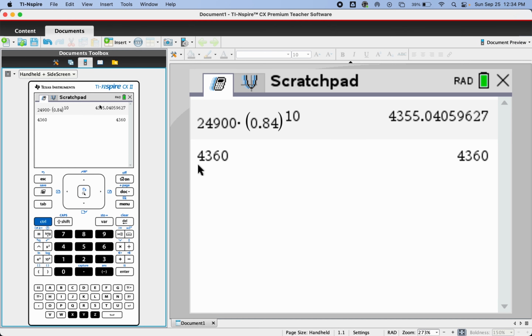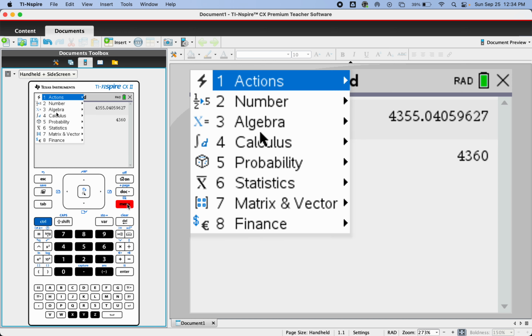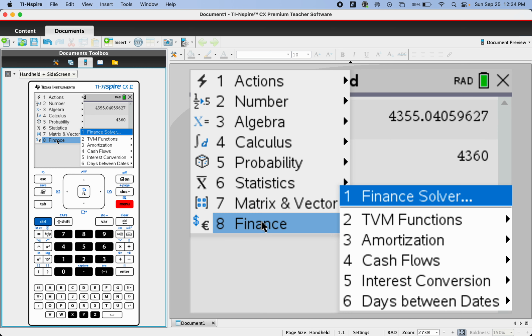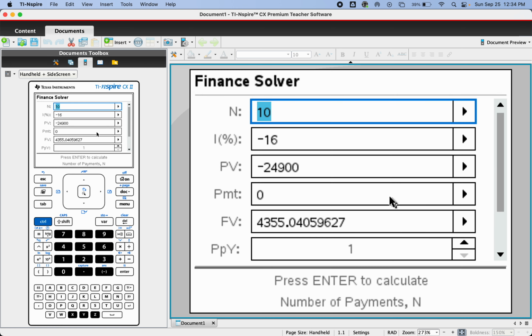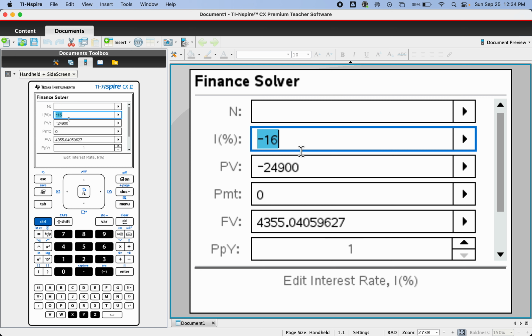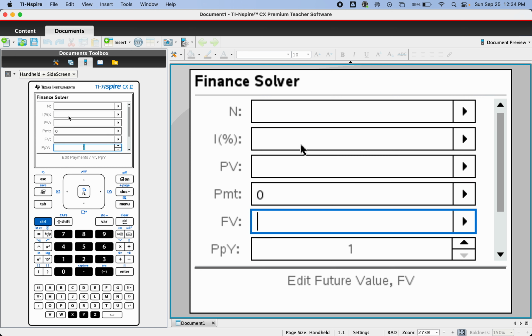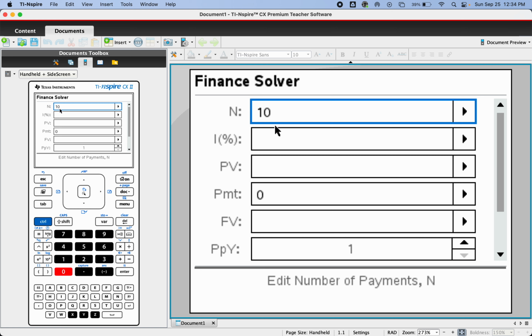Let's do it using the finance solver. Same setup: buy a car for $24,900. It depreciates by 16% a year, and we want to know what it's worth after 10 years. So I'm going to go to Menu, select Finance, and go into Finance Solver. Actually, you can already see I've got this stuff in, so let's go through this again. Let me just tab through. N is 10. We're looking at a 10-year period.